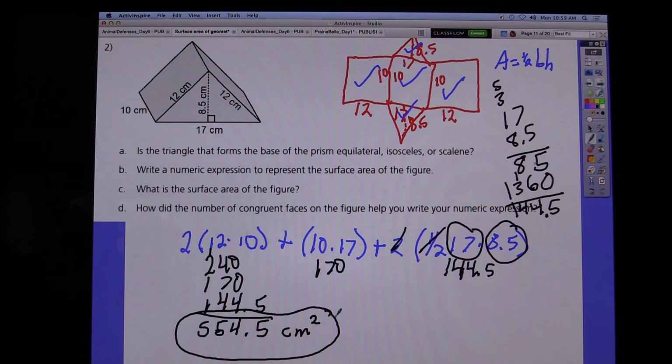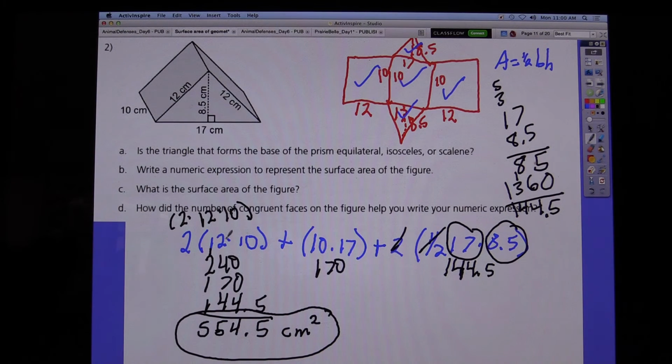Now, how did the number of congruent faces on the figure help me with my expression? Well, it helped me because I had two rectangles that were the same. All I had to do was just say 2 and put that in parentheses here. I had a student ask me earlier, do you have to put the 2 outside the parentheses? You could put the 2 inside. I mean, check this out.